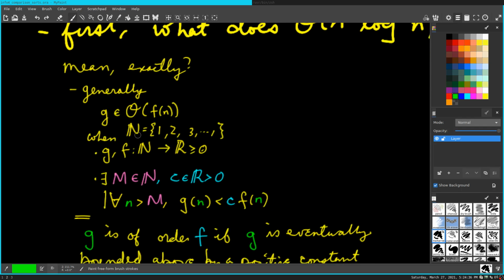So generally, g is of order f if both of these are functions from, say, the natural numbers to non-negative real numbers.